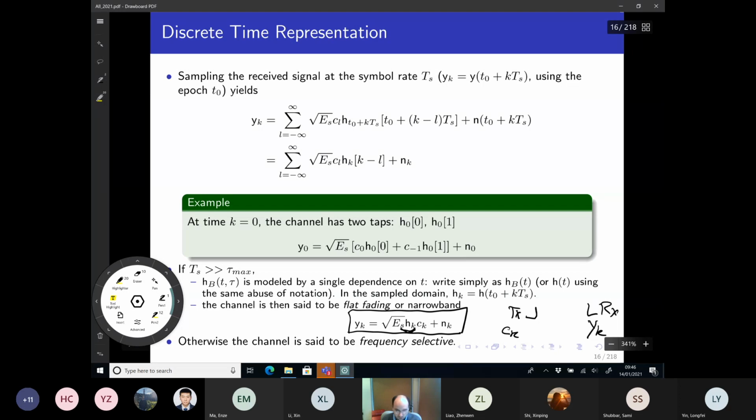H of k will be the wireless channel, and n of k here at time k will be actually the noise that is generated at the receiver. Could be maybe a terminal noise, could be also include some form of interference later on. But for the time being, you can just assume this is some kind of noise, Gaussian noise. Right, so this is actually the system model we're going to play with in the first part.